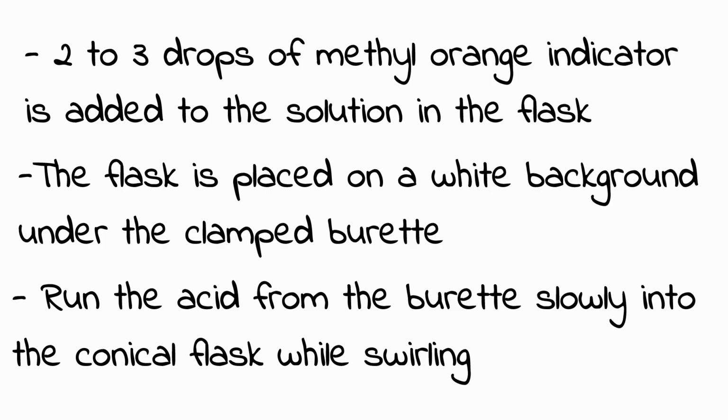After adding the 2 to 3 drops of methyl orange indicator, we are going to place the flask under the clamped burette on a white background or a white tile. You can look for a white sheet of paper and put it under. The reason we are using a white sheet of paper is to make sure that when there's a color change, we'll easily see it. And then we are going to be running our acid from the burette slowly into the conical flask while swirling continuously.